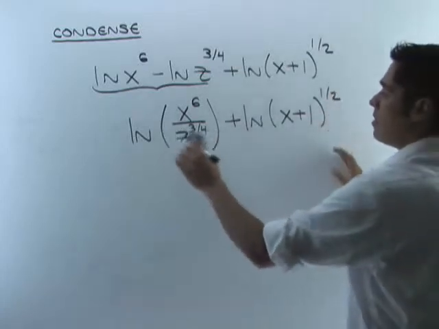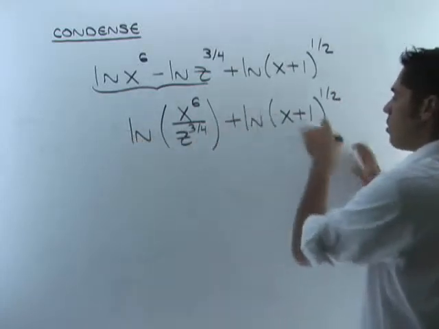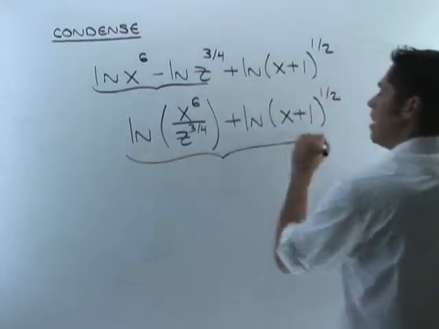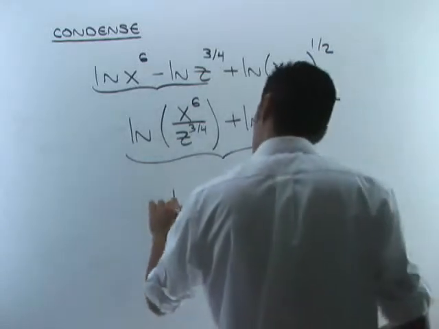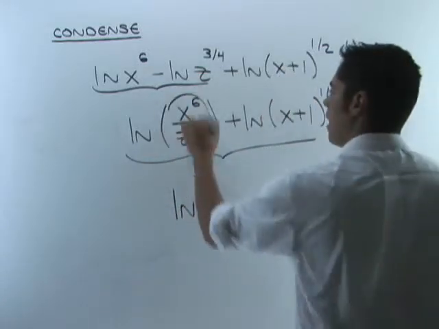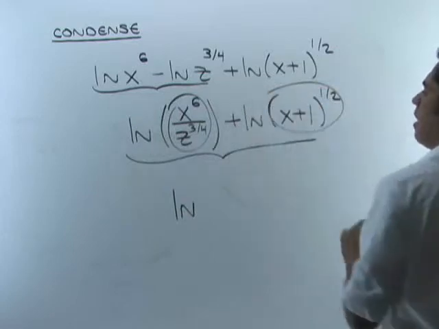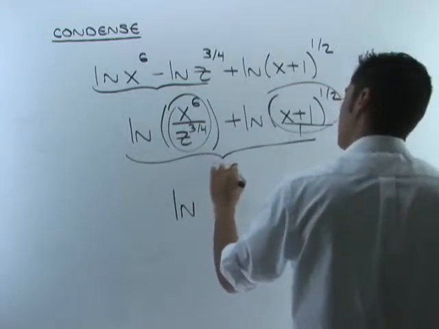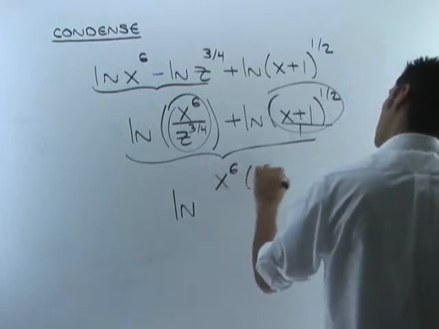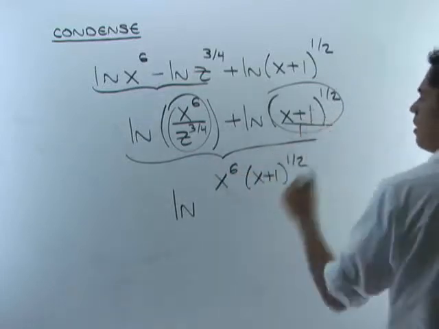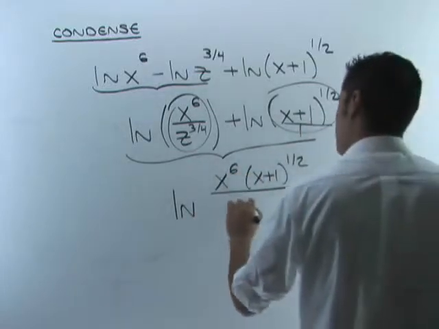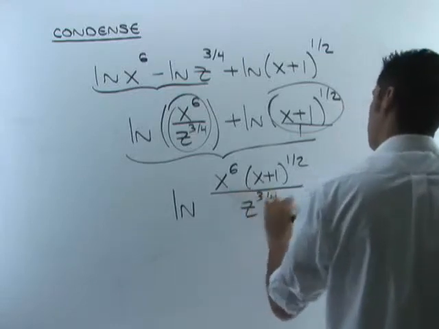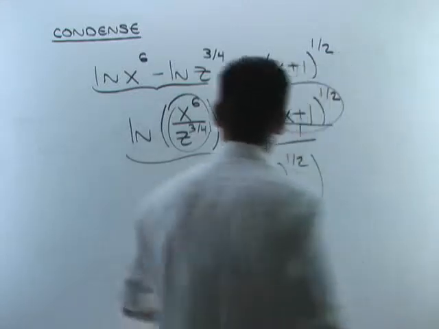But what we can do is say that this log is being added to this log. These two logs will condense down to a single log. And it'll be this thing times this thing. And remember, this is like a fraction over 1. So what we're going to get is x to the 6th, x plus 1 to the 1/2, that's this part, all over our denominator, which is z to the 3/4. Okay, that's the final answer.